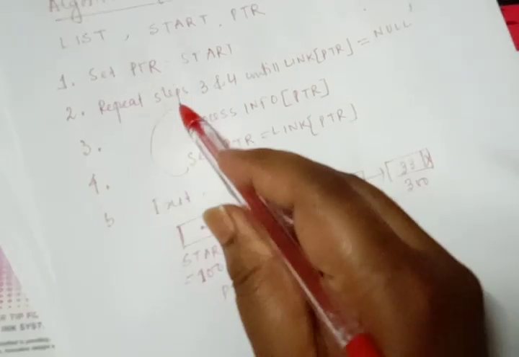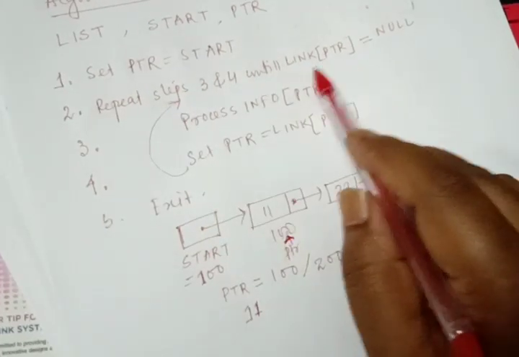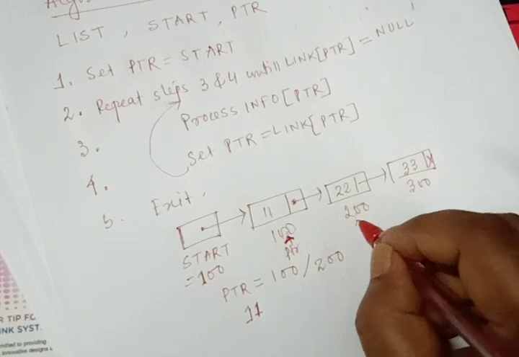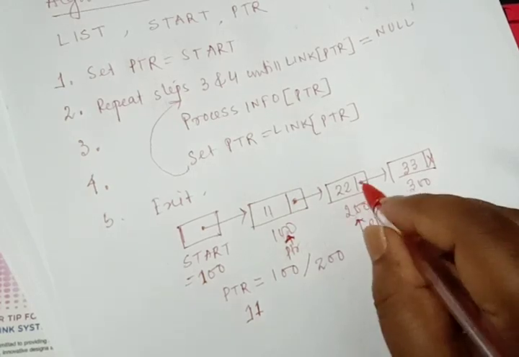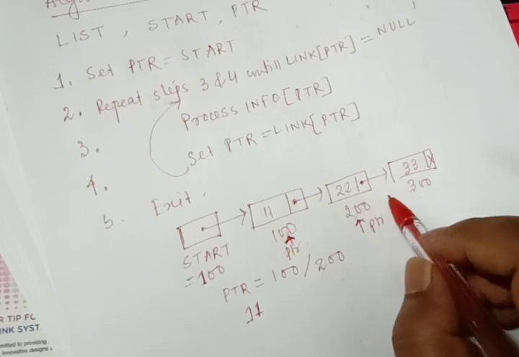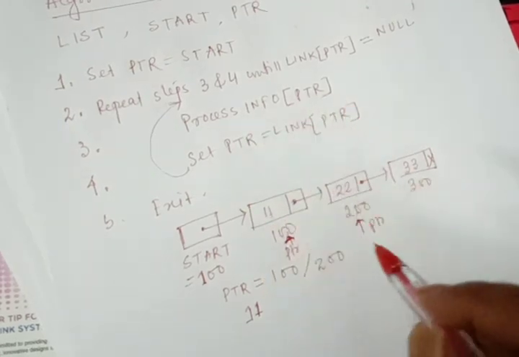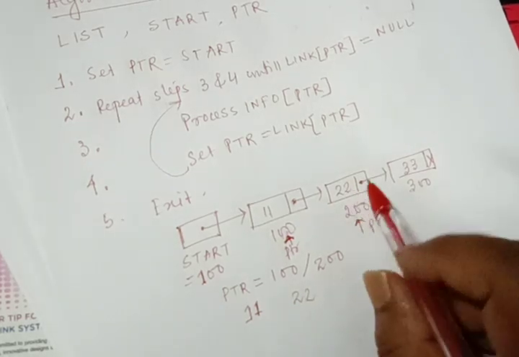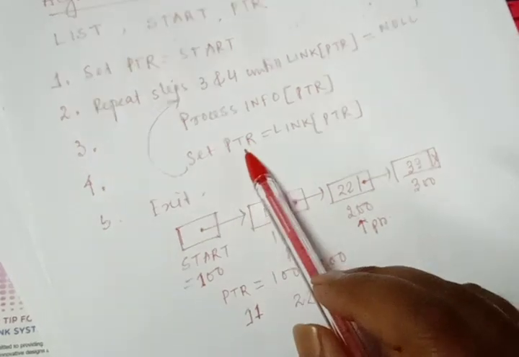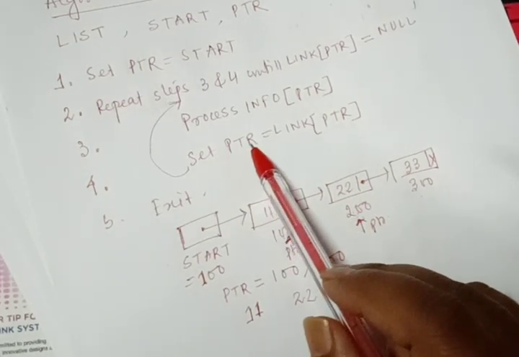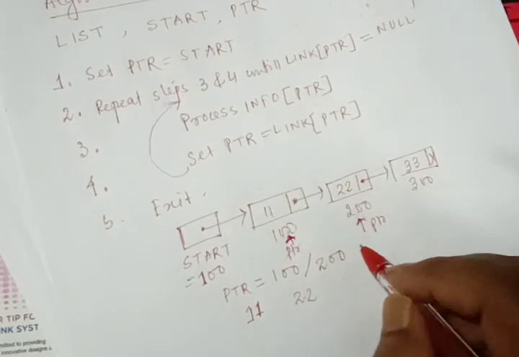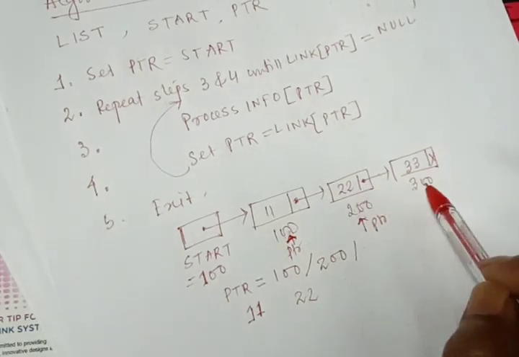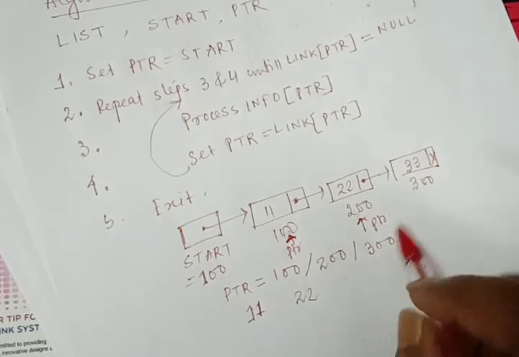Okay, again it will go to step 2. It will check whether link of ptr equal to null or not. Now ptr resides here, and the link of ptr is 300. So it is not equal to null, so it will process info of ptr. Info of 200 is 22. Okay, then you have to reset the value of ptr again. So ptr equal to link of ptr, which is 300. So the new value of ptr is 300.